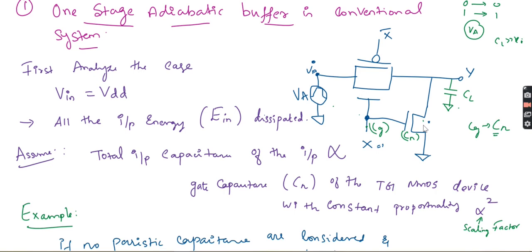Here we analyzed the stages, like when Vin is equal to VDD. As I mentioned, the input will be the VDD signal. So what we said was that all your input energy will be dissipated. Then we assumed the input capacitance, meaning the node capacitance. The total input capacitance will be directly proportional to the gate capacitance, because you can see the input X will be connected to the gate signal. So there will be a gate capacitor.